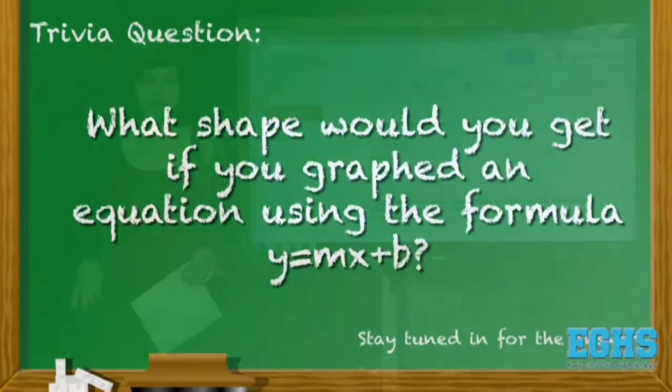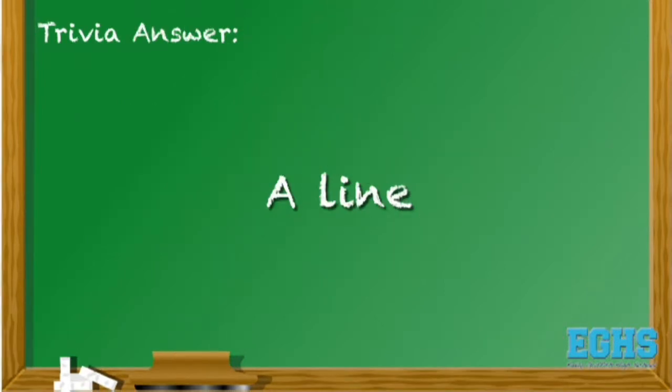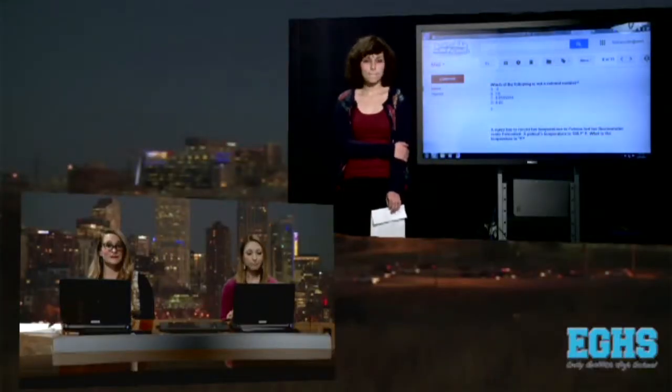If you didn't hear it the first half of the show, or if you just weren't watching, the question was, what shape would you get if you graphed an equation using the formula y equals mx plus b? And the answer is just a line, pretty much. All right, that's the answer.